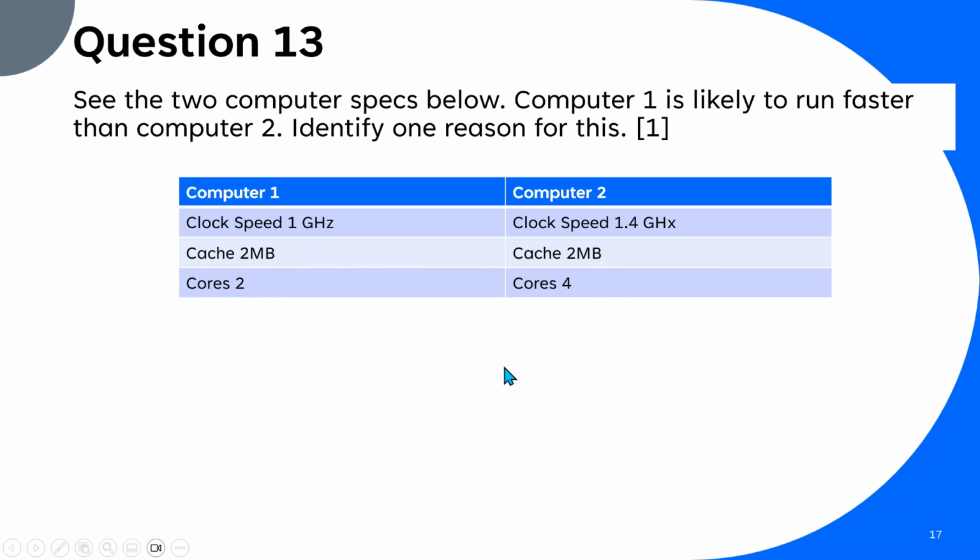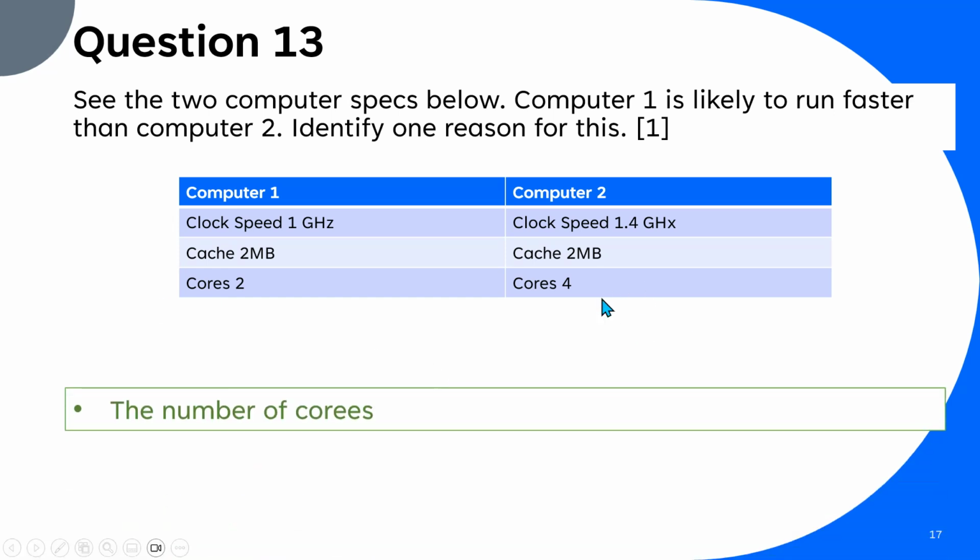Now you may assume that computer 2 is going to be faster because if you look at it at first glance, it says 1.4 gigahertz, which is faster, although there's an X there when it should be a Z, so apologies for that. But what makes it faster, why computer 2 will really run faster, is because it has more cores, okay? Computer 1 has got 2 cores, and computer 2 has got 4 cores.